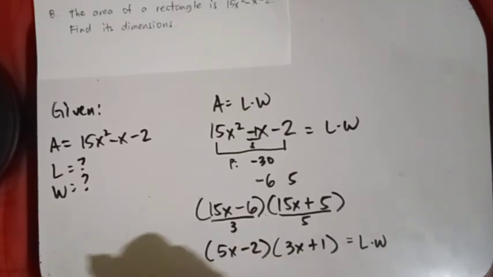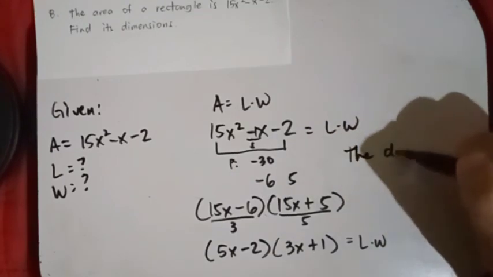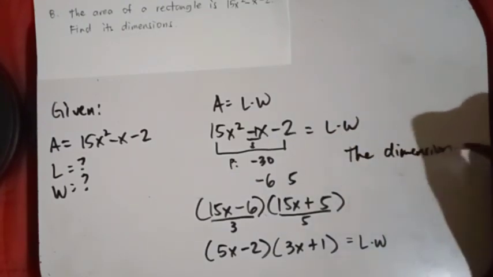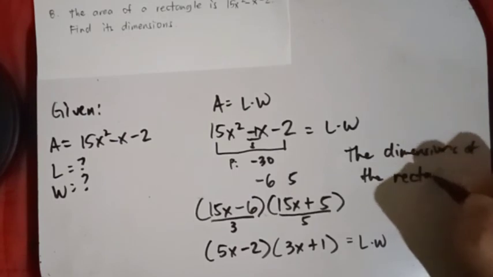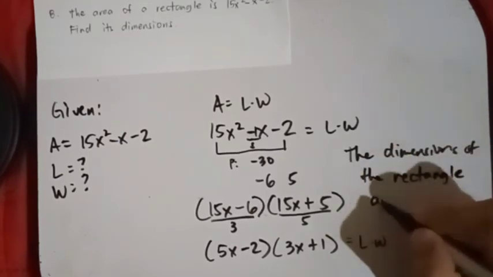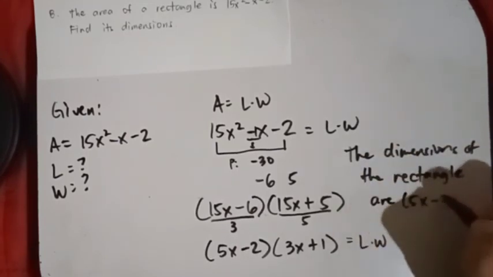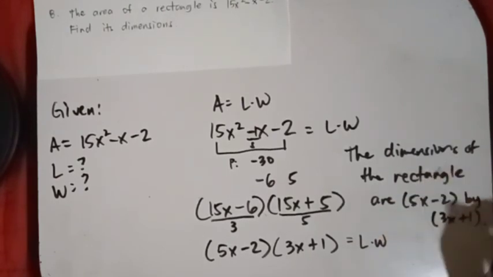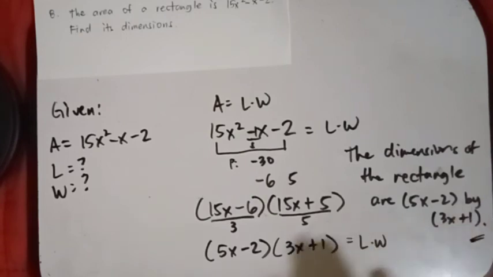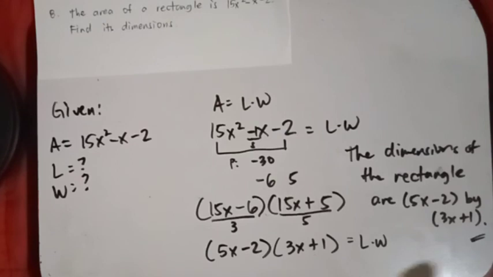So, the dimensions of the rectangle are 5x minus 2 by 3x plus 1. And this is the answer to this problem. Ayan, so tapos na tayo sa problems involving factoring.